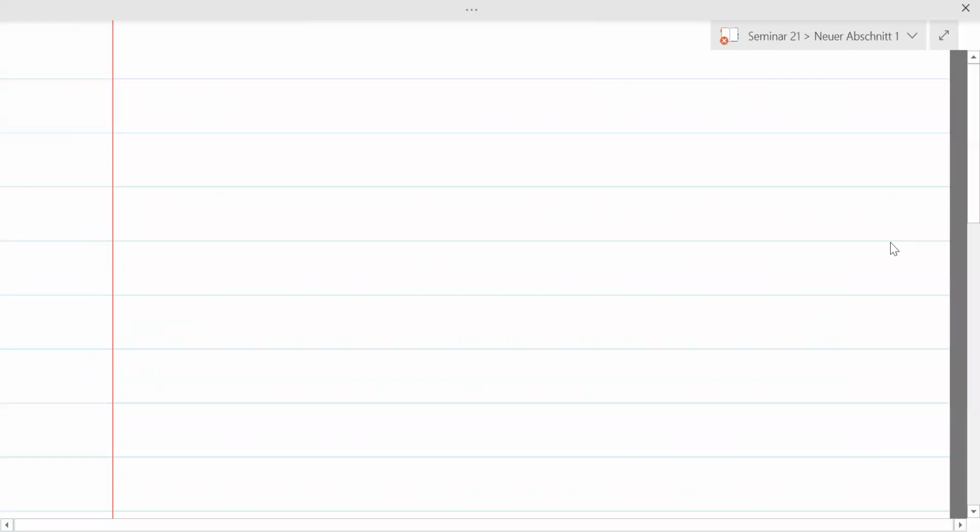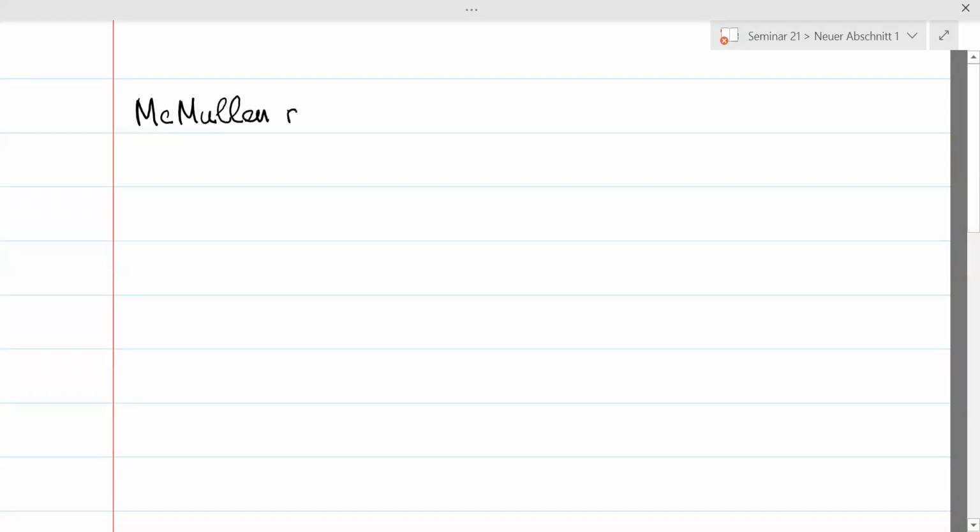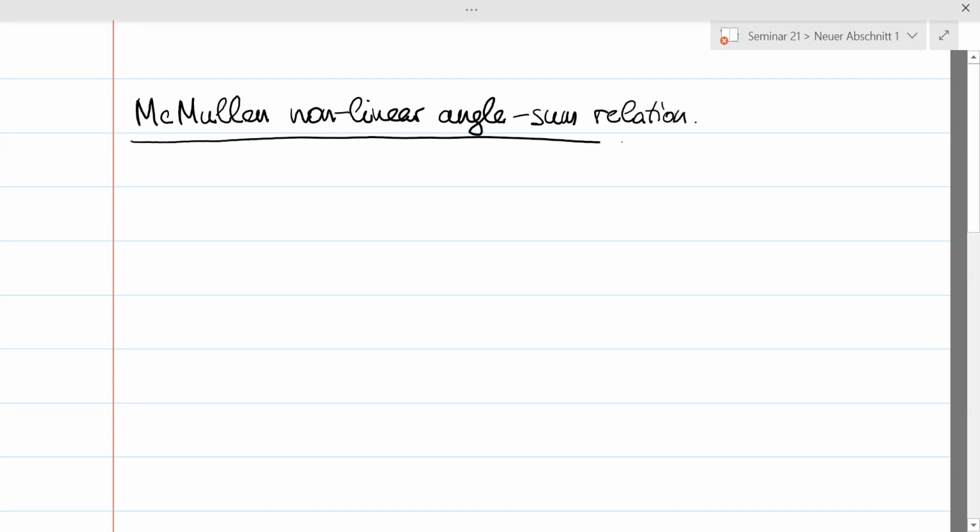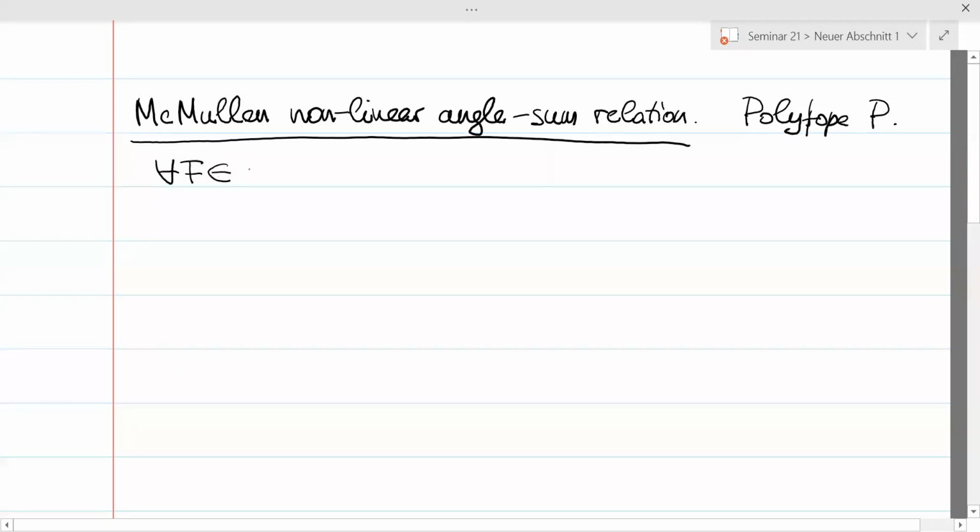So the idea of the derivation are the following relations. The Macmillan relations, or they are called Macmillan nonlinear angle-sum relations. These are relations between the angles in any polytope. So let us consider a polytope P in the d-dimensional space. This polytope has faces. Let me take any face F of this polytope of any dimension.